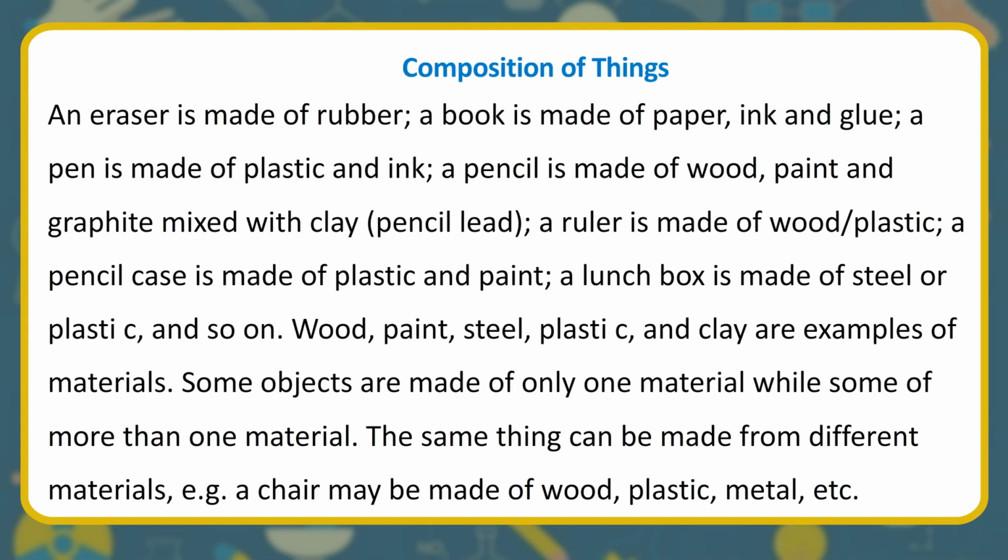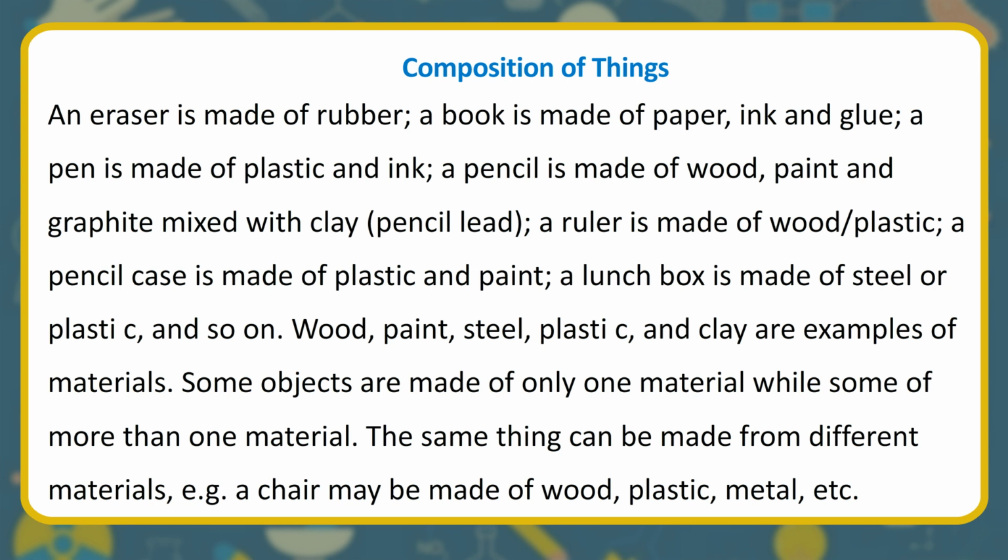Composition of things. An eraser is made of rubber. A book is made of paper, ink and glue. A pen is made of plastic and ink. A pencil is made of wood, paint and graphite mixed with clay. Pencil lead. A ruler is made of wood or plastic. A pencil case is made of plastic and paint. A lunch box is made of steel or plastic, and so on.